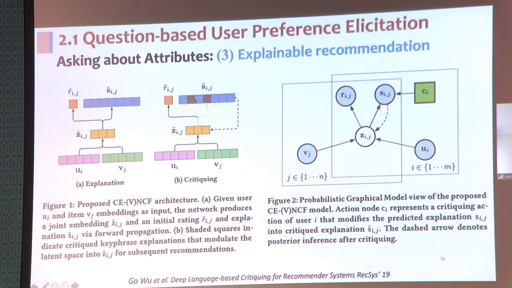Whether the user really cares about it, then it asks the user. Okay, so this is what we call the explainable recommendation based method. The key idea of this method is that when we calculate the recommendation score, we also try to predict the reason and ask the user for feedback on the reason. Then once we collect the user's feedback on the reason, and also the recommendation score, we will update the model.